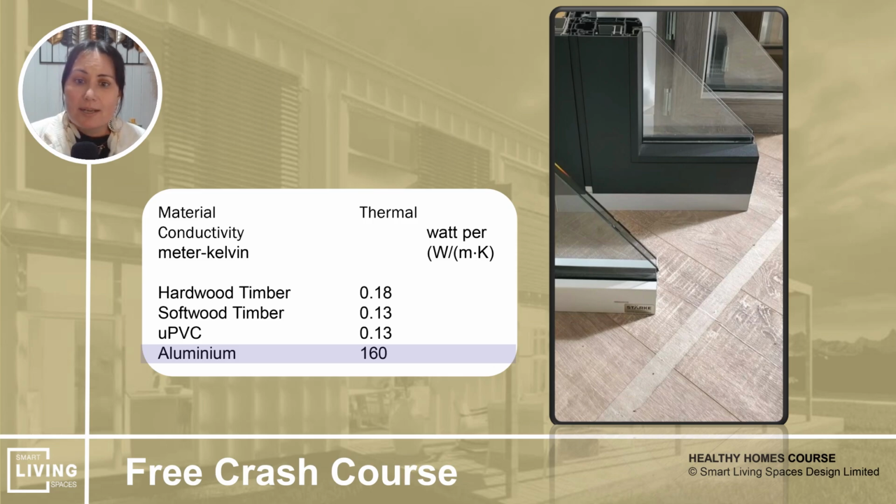So the lower the number, the better it is for healthy homes. So timber sits around 0.13 to 0.16. It's grain and species dependent, and UPVC around 0.13. Aluminium sits at 160, which means there's a strong possibility that that surface is going to have internal condensation, much like we see on our windows if we live in an old home. So UPVC bridges the gap between cost and performance between timber and aluminium.